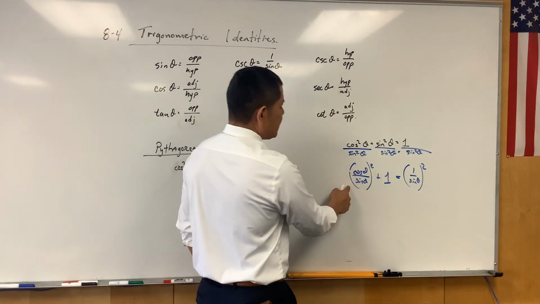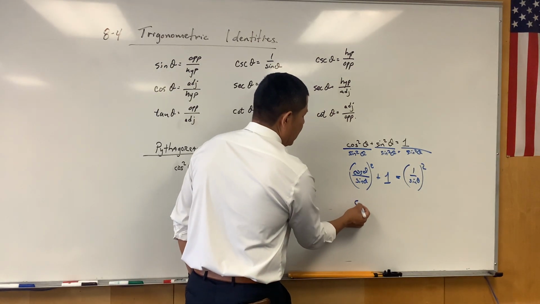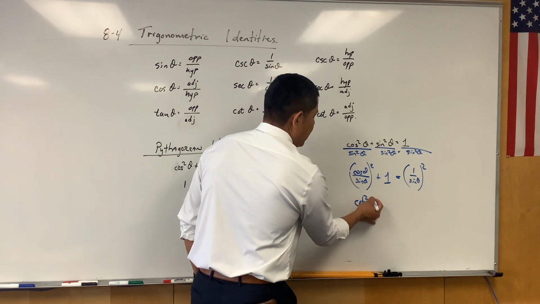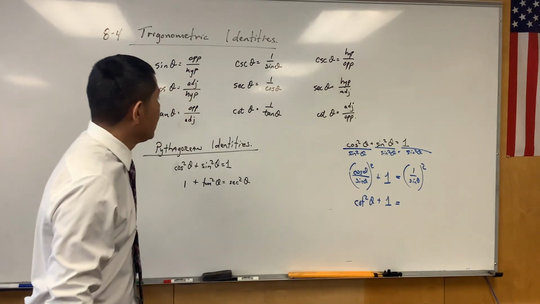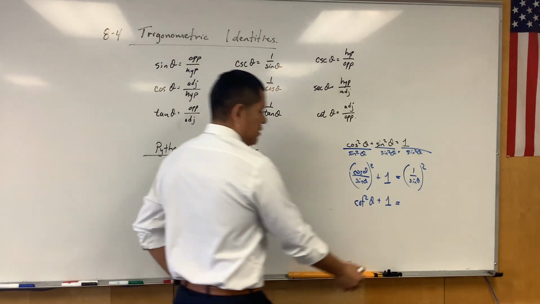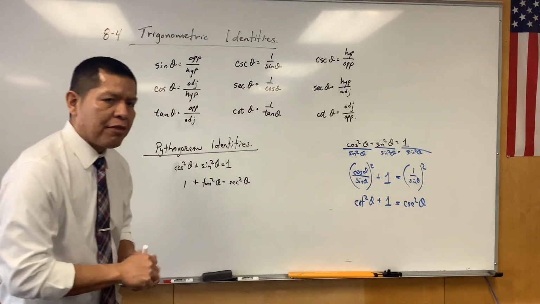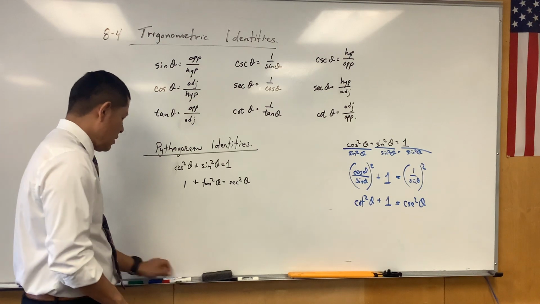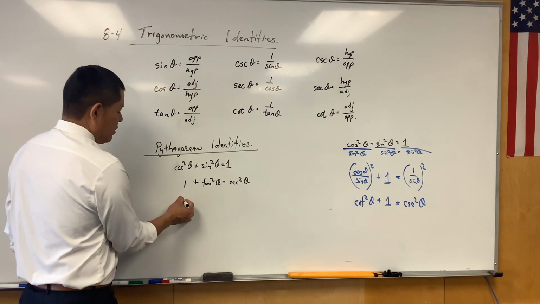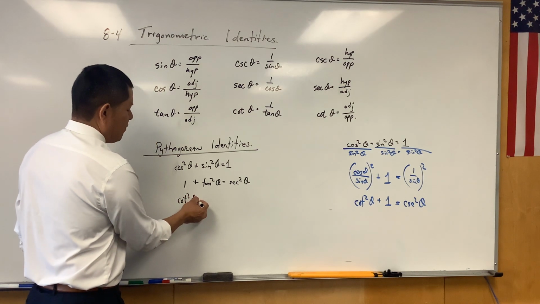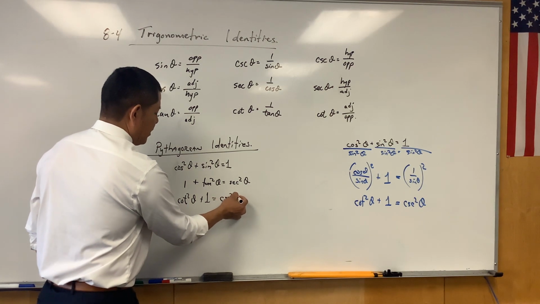Then cosine over sine is cotangent, okay? So that's going to say we're going to have the cotangent squared theta plus 1 is equal to 1 over the sine squared theta, which is going to be the cosecant squared. And then that's going to be our third trigonometric identity that we're going to use. So that's the cotangent squared theta plus 1 is equal to the cosecant squared theta.